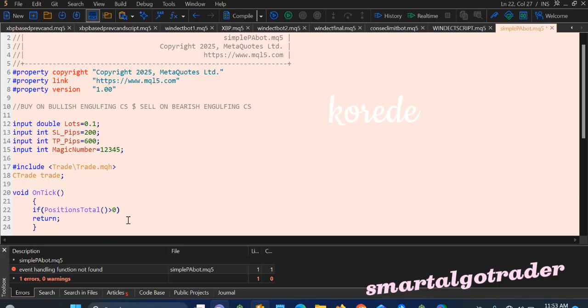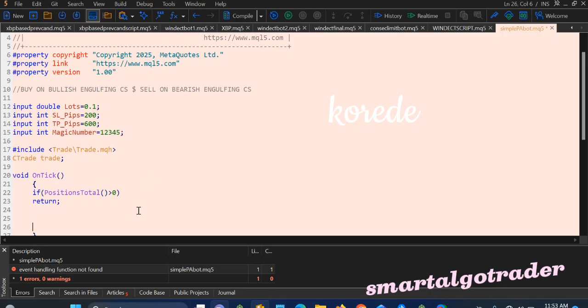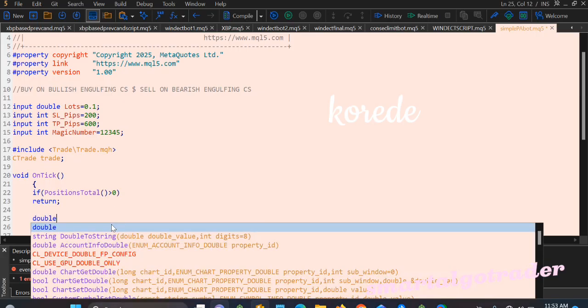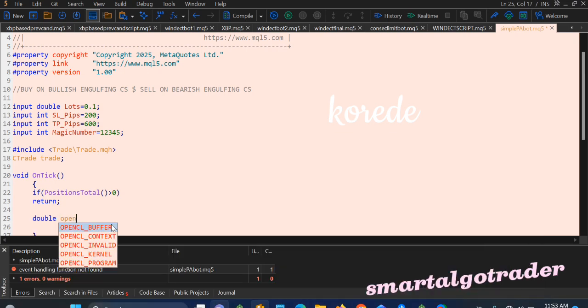We'll move to the next thing. Everything will still be inside this OnTick, which runs while the candle is still active. That is the meaning of OnTick: when the candle is still active, keep going. You get? So now double open. This one we want to get some candles, so there's what we call I. Okay, let me just keep going.